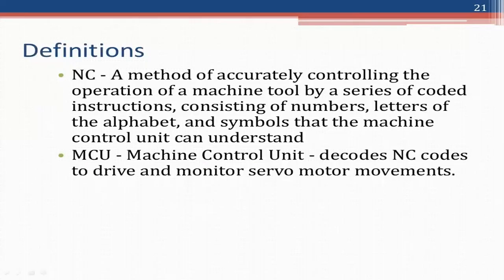NC is a method of accurately controlling the operation of machine tools by a series of coded instructions consisting of numbers, letters, and alphabet symbols that the machine control unit can understand. In the NC method, we use numbers, letters, and alphabet symbols, and the machine control unit understands them. In the machine control unit, the G codes and NC codes drive the servo motor movement.